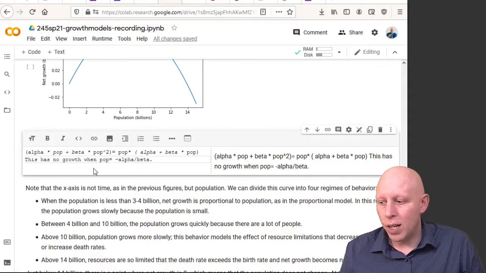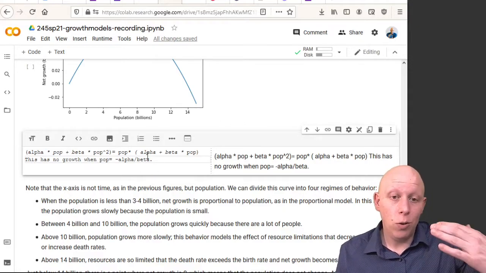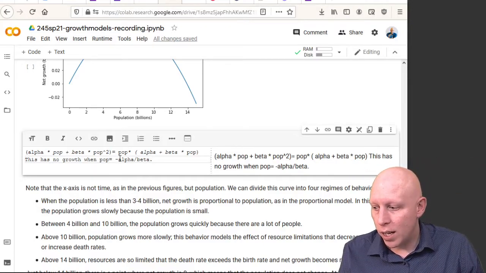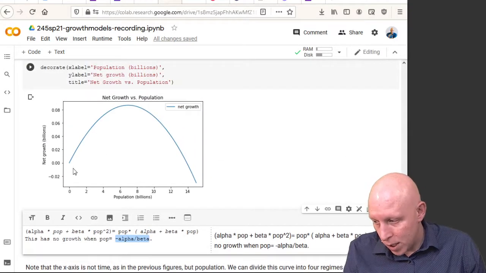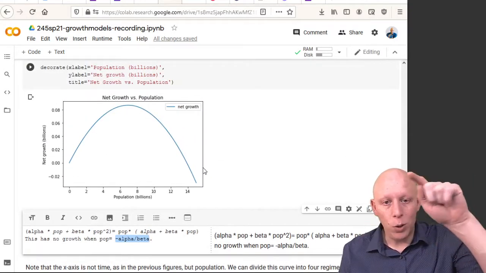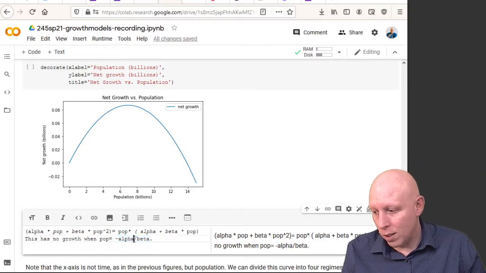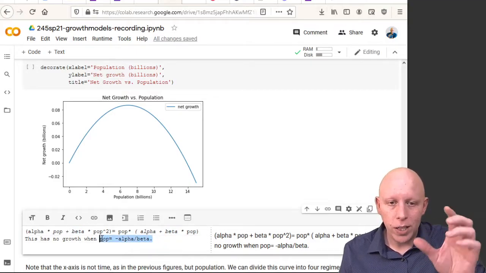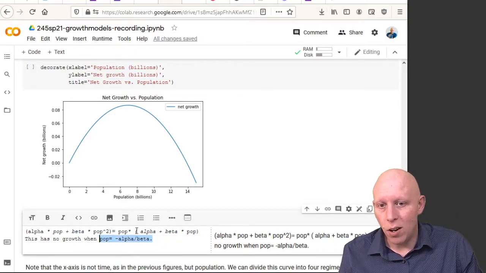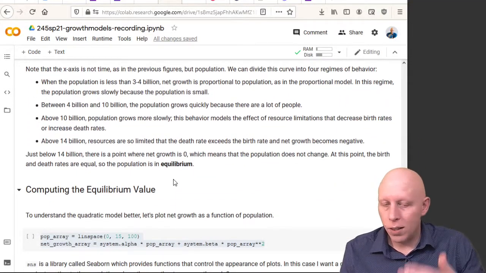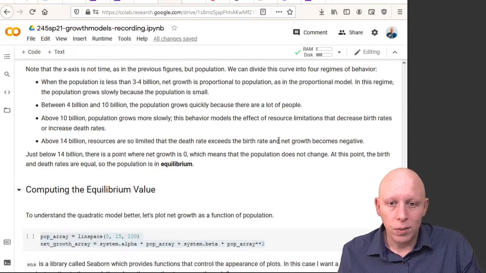So what that means is if you know what the carrying capacity is of your population, then you have a way to relate alpha and beta together. Because this is a parabola that opens downward, beta is negative. So alpha is a positive number, beta is a negative number, and this is going to give you a way to approximate what alpha and beta are in relationship to each other. And so that is described in the next section.